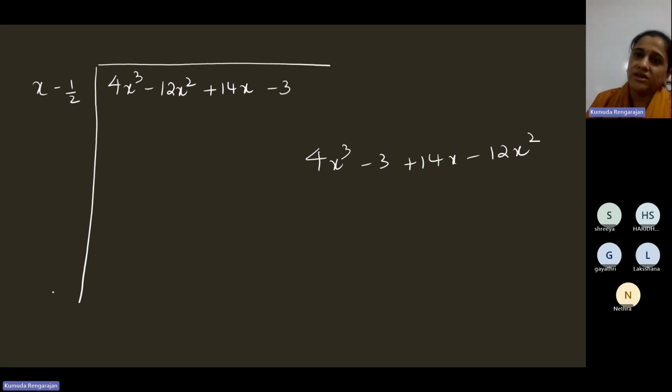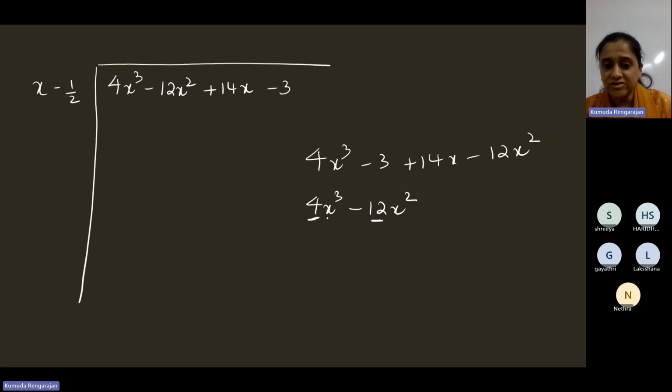We can also arrange it in the ascending order. But in schools we used to do it in the descending order. But we'll be doing it like this. We'll arrange the terms in the descending order of the power of x. So 4x cubed first. 3 is the highest power. Then minus 12x squared. Not this number 4 and this number 12. x is the variable, power 3, x is the variable, power 2, plus 14x, x is the variable, power 1. And then the constant minus 3. Power 3, power 2, power 1, and then the constant.